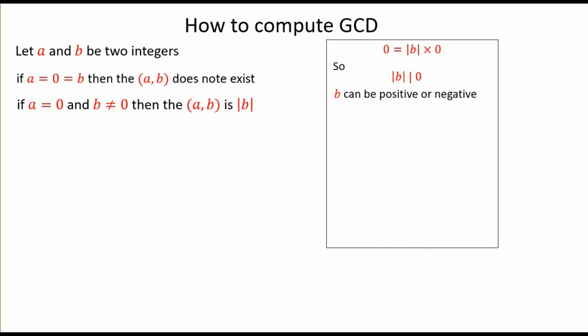There are two possibilities: b can be positive or negative. Here we will discuss both possibilities. If b < 0, that is, if b is negative, then b = |b| times (-1), so |b| divides b. If b > 0, that is, if b is positive, then |b| = b times 1, which implies |b| divides b. In both cases, |b| divides b and |b| divides 0. So the GCD of a and b is equal to |b| if a = 0.